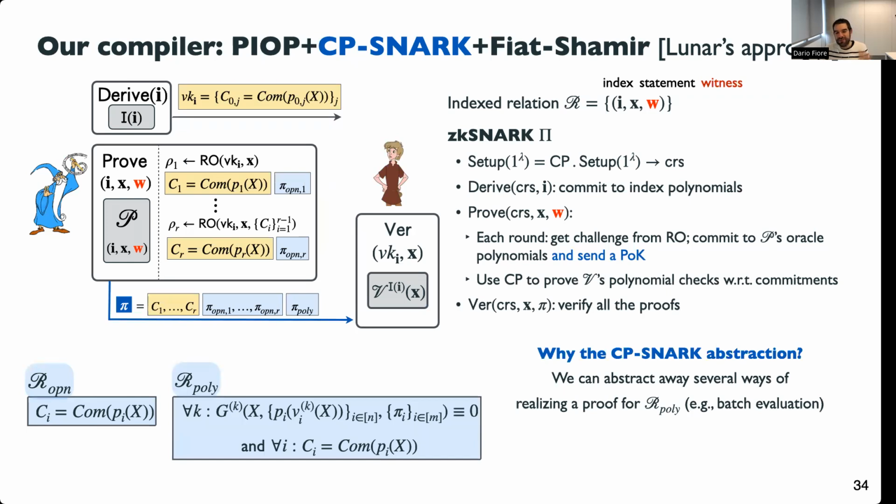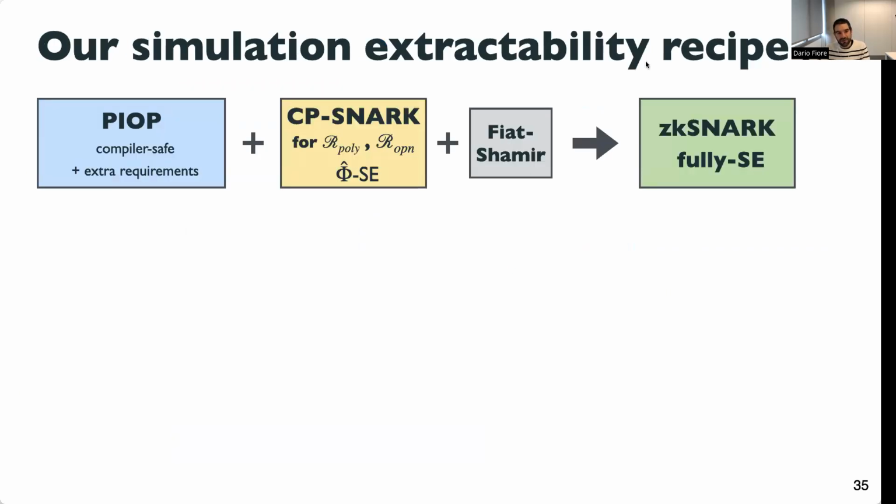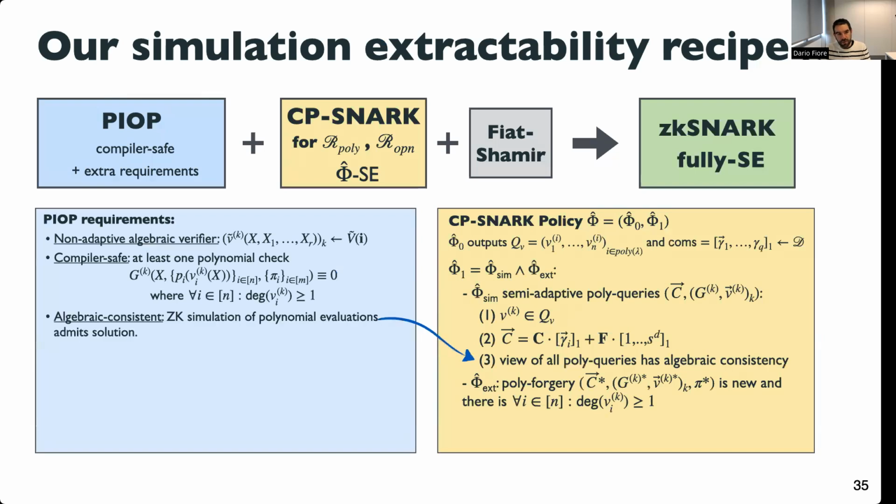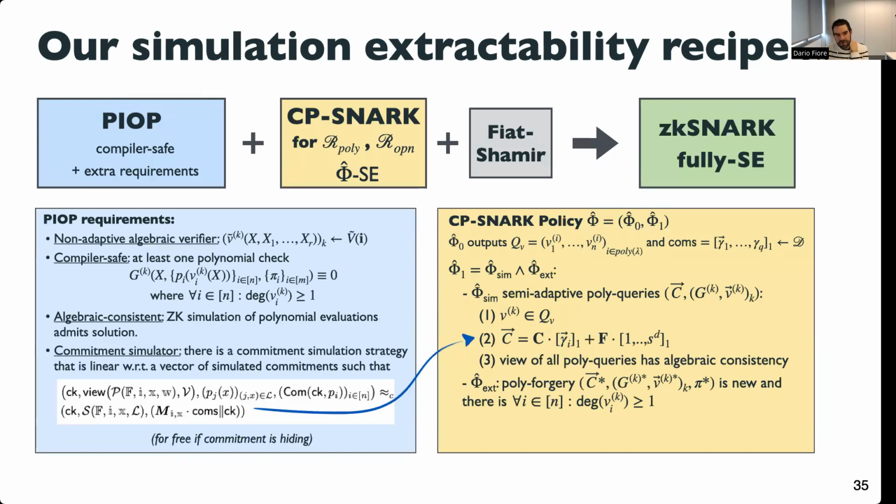So anyway, very briefly on this slide, we define the compiler, which is essentially the same compiler, but the main point is that if you have a polynomial AOP with some extra requirements, and a commit-and-prove SNARK for polynomial evaluations that is simulation extractable according to a certain policy, and you combine them using Fiat-Shamir, we get zkSNARKs that are fully simulation extractable. Here I'm defining the policy and the requirements. I'll maybe discuss the requirements of the polynomial AOP better in the last slide.